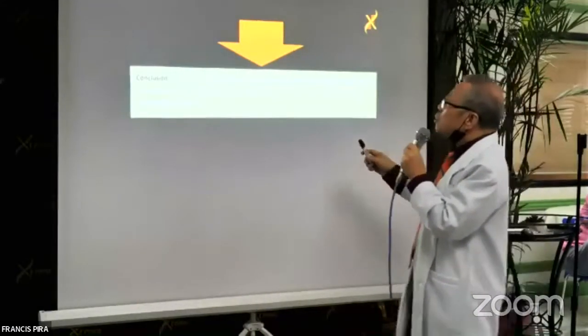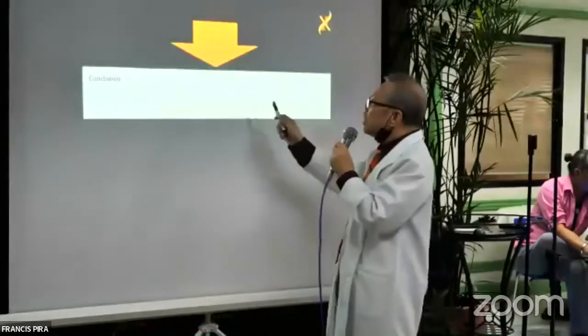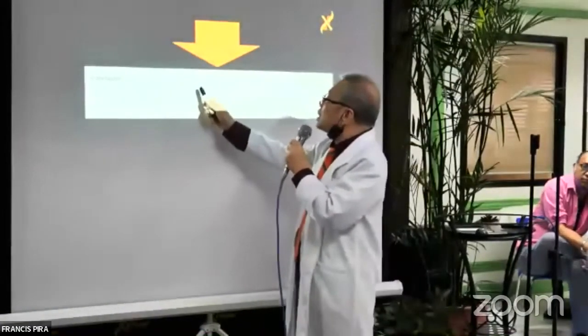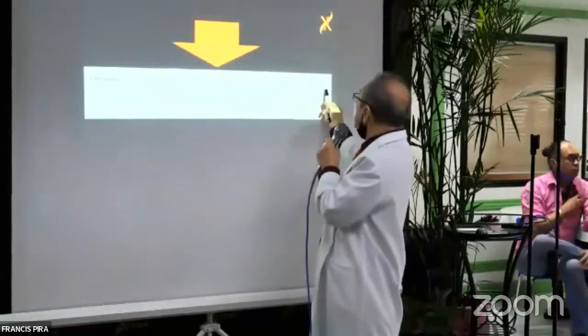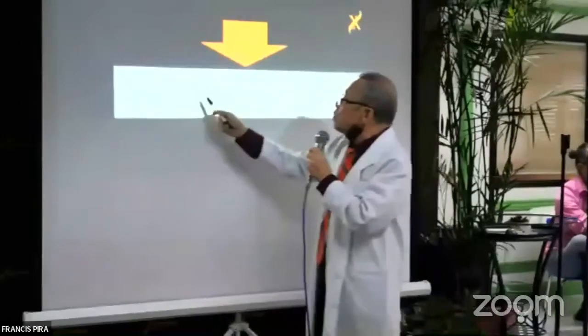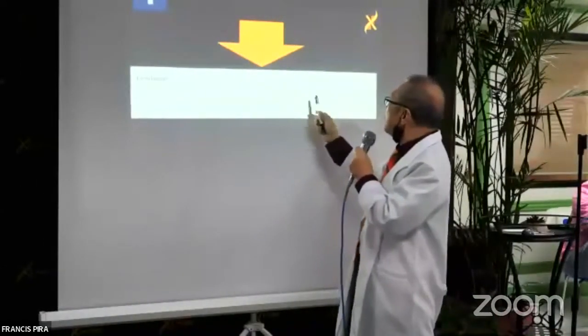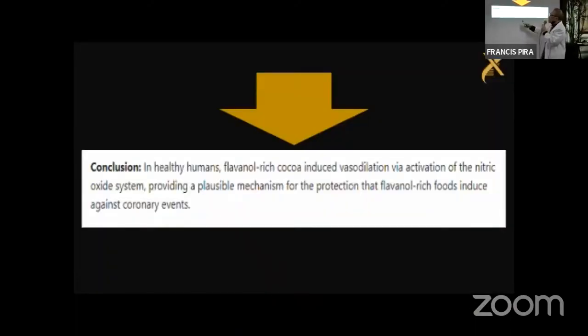Okay. Conclusion: in healthy humans, flavonoid-rich cocoa induces vasodilation via activation of the nitric oxide system, providing the nitric oxide molecule and the flavonoid-rich foods that will now neutralize the nitric oxide and protect against the formation of coronary atherosclerosis. That's how effective our product is. Next slide, please.